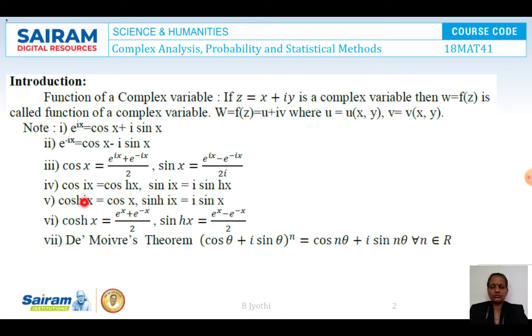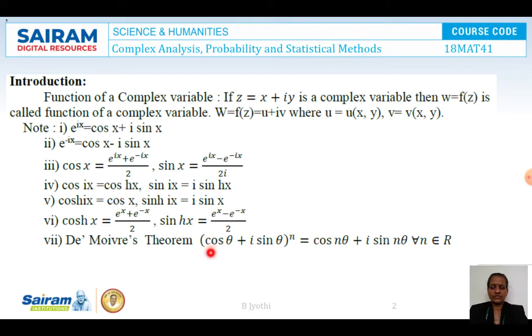And coming to the conversion of imaginary to hyperbolic, cos ix can be written as cosh x and sin ix can be written as i sinh x. And also cosh ix is cos x, sinh ix is i sin x. And you must already know the hyperbolic to exponential: cosh x is e power x plus e power minus x by 2, sinh x is e power x minus e power minus x by 2.